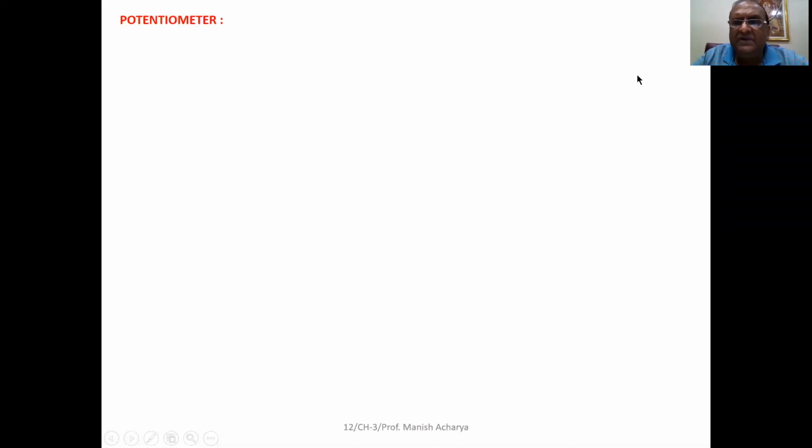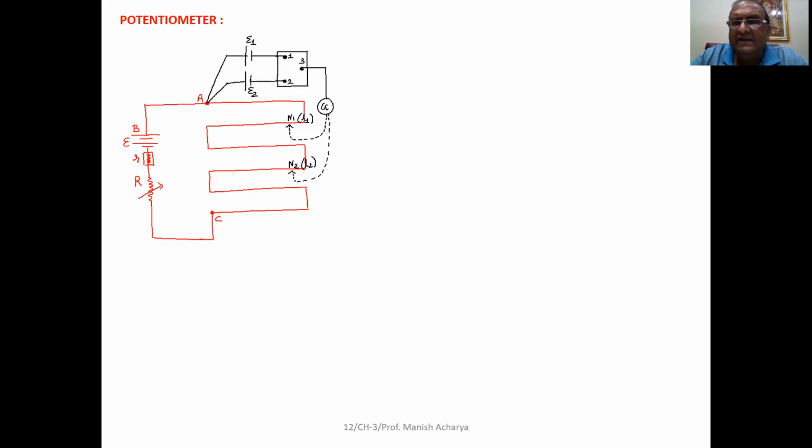Now, next topic, that is potentiometer. Potentiometer, that is the circuit with the help of which one can find the EMF of the cell as well as internal resistance of the cell, and one can compare the EMFs of cells. As well as, the potentiometer circuit can be used as a potential divider circuit also.